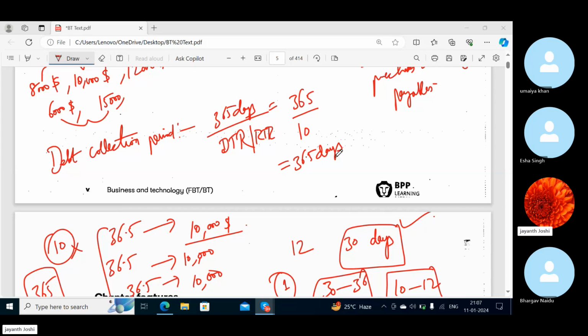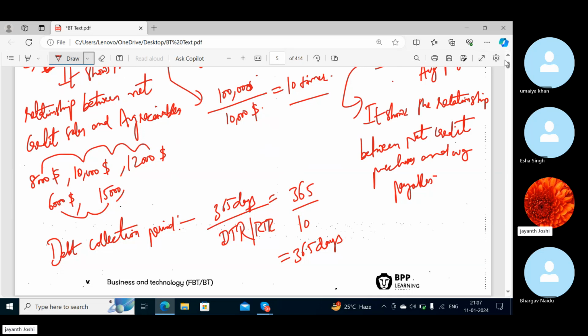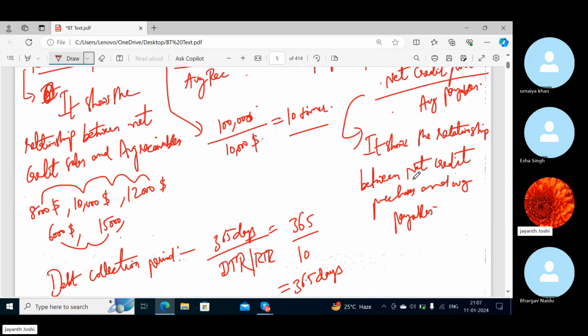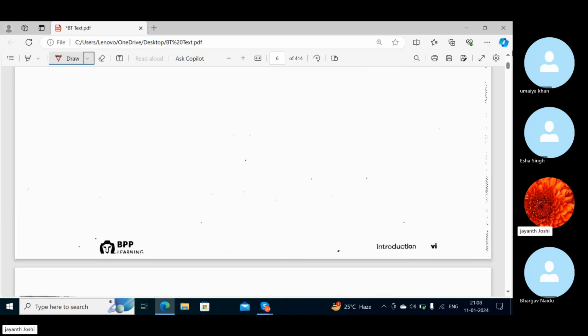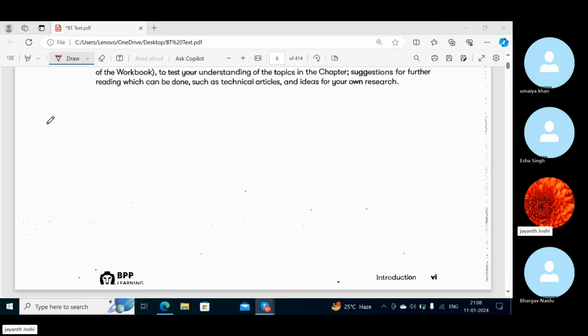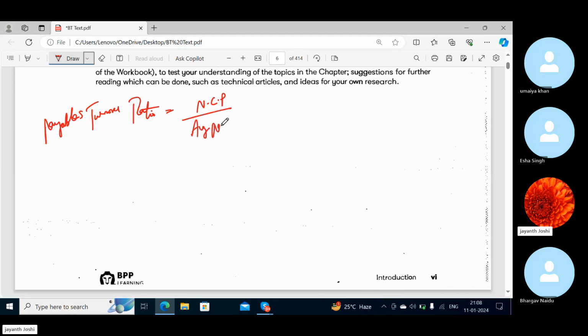Okay. So coming to payables turnover ratio now. We have already seen that it shows the relationship between net credit purchases and the average payables. Now we will understand this ratio in more detail. So we have payables turnover ratio. I gave you the formula: net credit purchases divided by average payables. So same kind of concept is applicable.